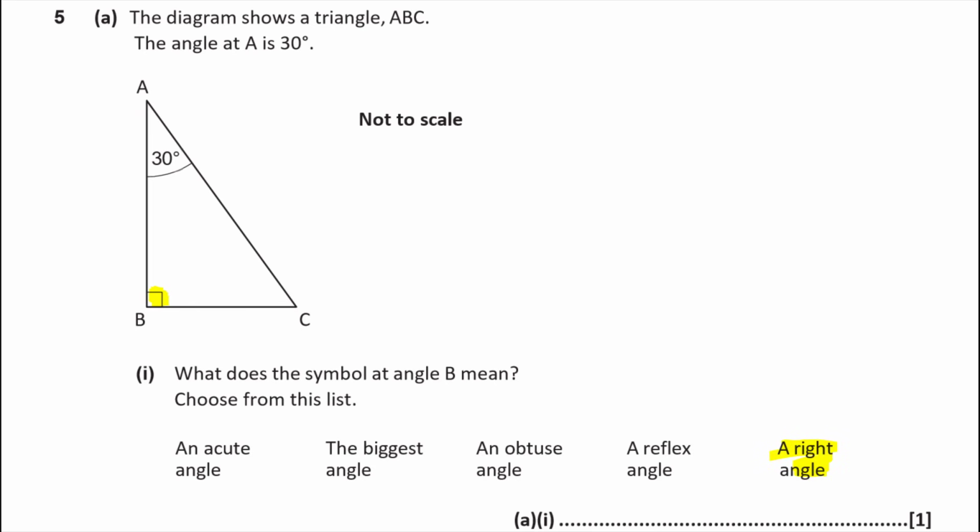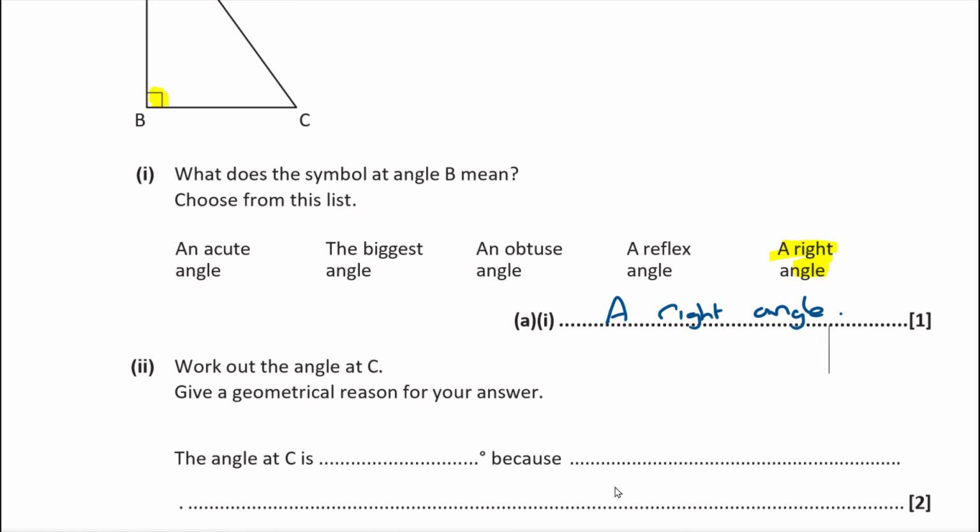Do they want us to write it down? Weird. Okay, a right angle. Part 2 says, work out the angle at C. Give a geometric reason for your answer.